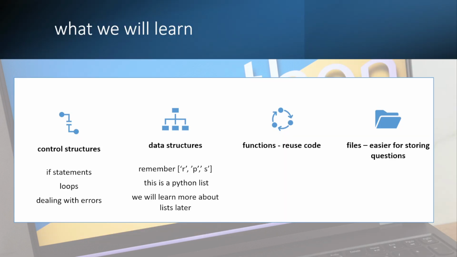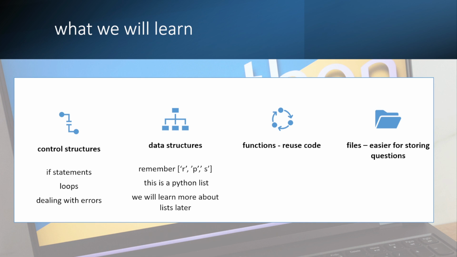Okay, what will we learn? Control structures, if statements, loops, and dealing with errors. So we'll do them. Now in the first project we did the rock, paper, scissors. Can you remember the square brackets? That's a list in Python. So there are data structures. So we'll do a little bit about lists.